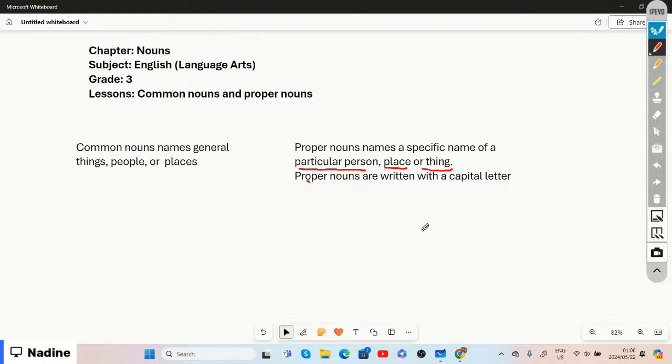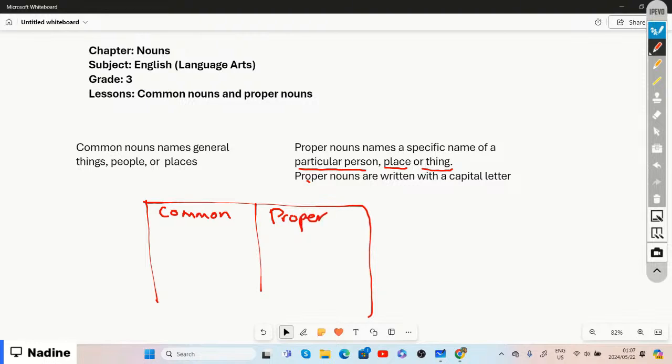All right. So we said when it comes to proper nouns, proper nouns are written with capital letters. And if we're going to look at the difference between what common nouns are and what proper nouns are, then with proper nouns, you are giving the name of a person, whereas with a common noun, you, for example, say girl. So if we were to do a table, we have a common noun here and here we have a proper noun, right?